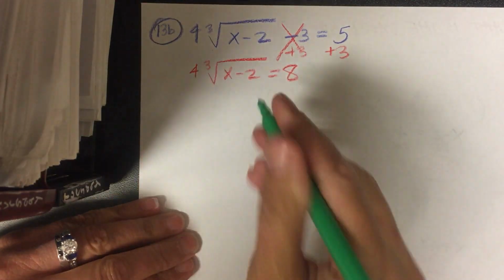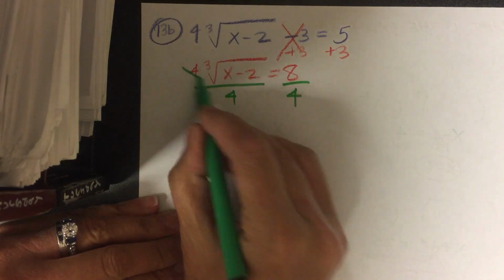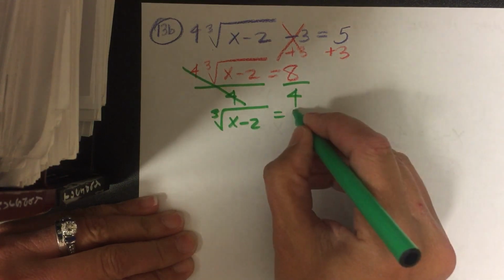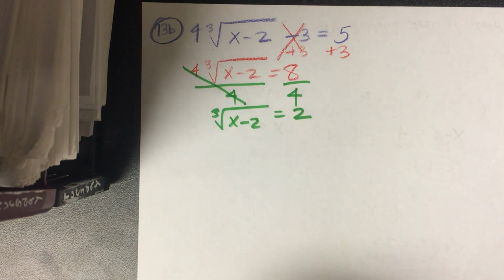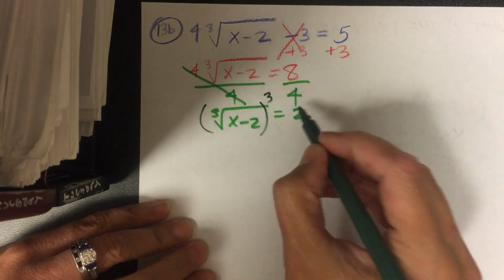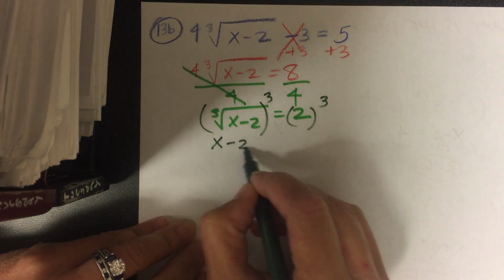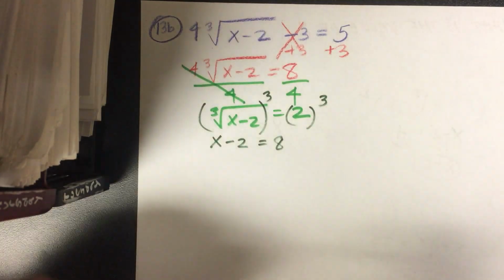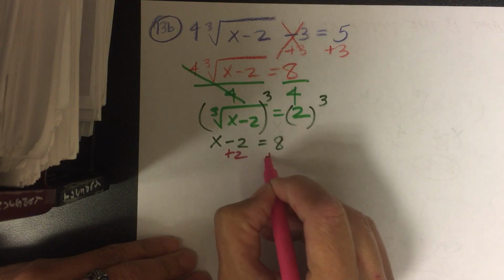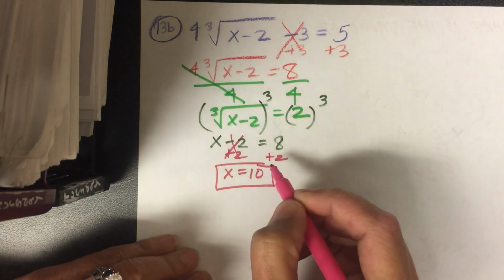Then I need to divide both sides by that 4. Remember, I'm trying to isolate this term right here. So those go to 1, so that leaves me with the cube root of x minus 2, and 8 divided by 4 is 2. Now I'm ready to get rid of the radical sign. So since it's a cube root, I'm going to do the inverse operation, and I'm going to cube it. So that's going to leave me with x minus 2, and then 2 cubed is 8. And then I'm going to solve for x by adding 2 to both sides. So x equals 10. All right.